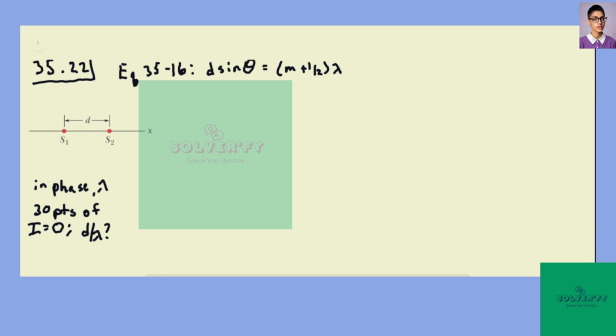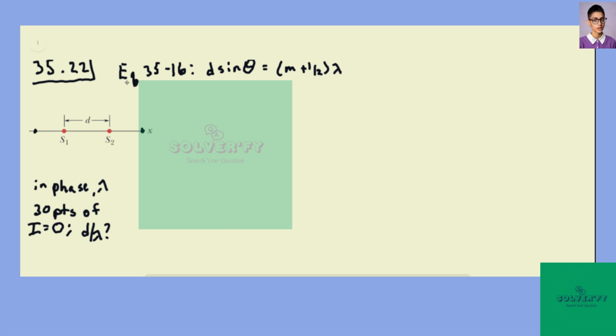.22, we have this setup of two coherent light sources that are in phase with each other and emitting light at some wavelength lambda. We find that there's 30 points of zero intensity, minima, dark fringes, whatever, in a complete circle around them, including 2 on the x-axis on either side of the sources. And we want to find out what the ratio of d over lambda is.